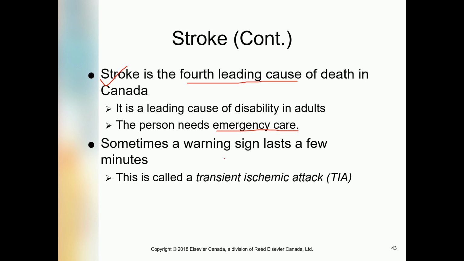Sometimes a warning sign lasts a few minutes. Before a person has the stroke, there is a warning sign. It is called transient ischemic attack, TIA. TIA means small attack. When it is a bigger attack, there will be stroke. When it's a small attack, it is called transient ischemic attack. Transient means very short period of time. Ischemic attack means because of the lack of blood circulation, this attack occurs.